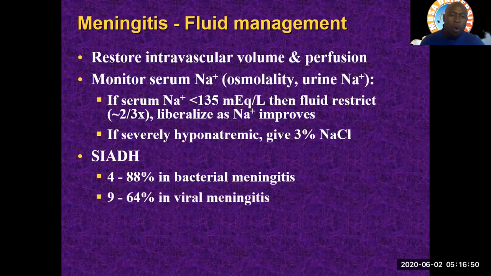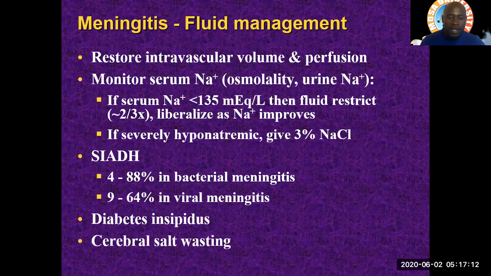Okay, so we also see SIADH in the ranges of 4 to 88% if it is bacterial meningitis. But if it is viral meningitis, we see it in the range of 9 to 64%.